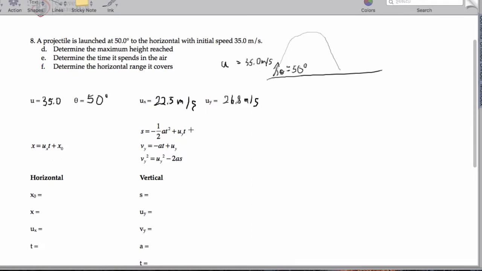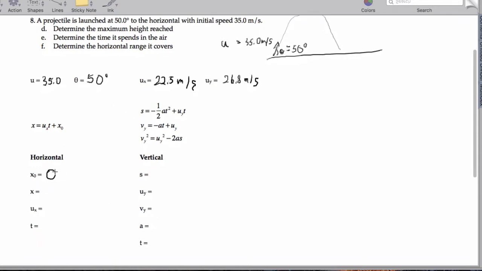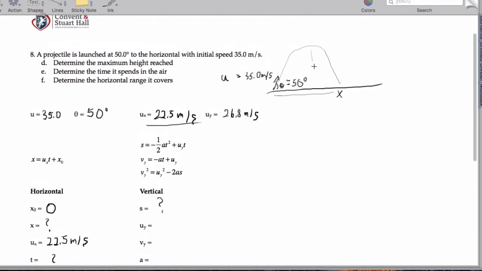All right, now we're done with the vector part. And this problem becomes our standard two-dimensional kinematics problem. So let's be clear. X naught is always 0. X is the horizontal range that it covers going from here to here, so that's x. We don't know what it is. Ux is the initial horizontal velocity that never changes because we don't have acceleration, and we really don't know the time that it's in the air for. S, also an unknown, that's the height that it gets up to.